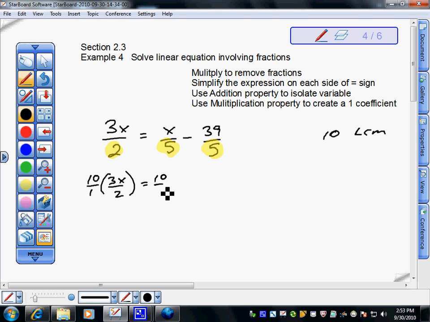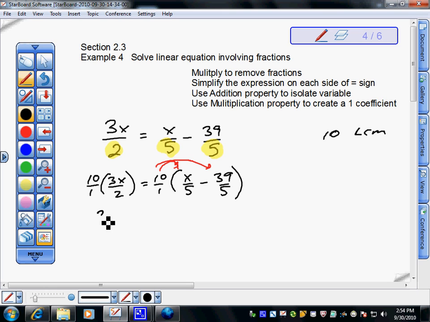Essentially what we're doing, well, let's go ahead and write it all the way out here. X over 5 minus 39 over 5. We're saying let's multiply the left-hand side of this equation by 10, and we're going to multiply the right-hand side of the equation by 10. This essentially then gets distributed to each term. So we could have said we're just going to multiply each term by the 10, but where it's really coming from is I'm multiplying the entire side of the equation by that value.